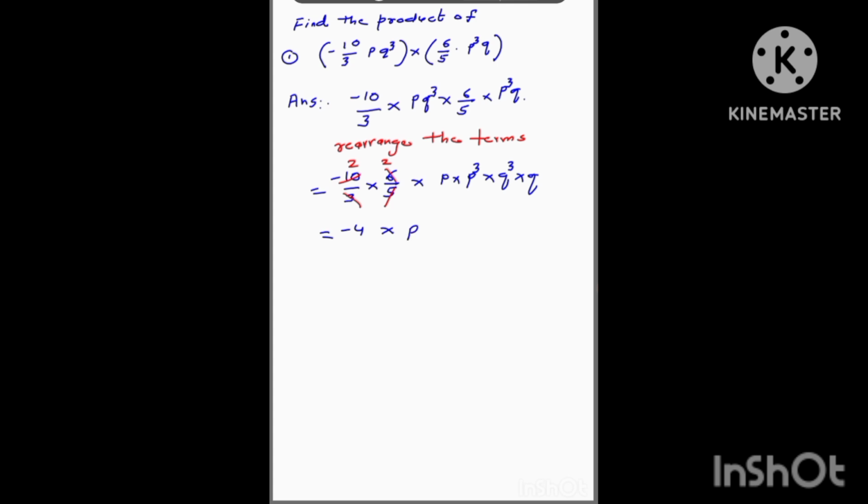p raised to 1 plus 3. We are using an identity. You know which identity is to be used. Okay, so I have given this identity, which we have used for p and q, that is a raised to m into a raised to n equal to a raised to m plus n. That is the identity. So all powers are to be added, and finally we get minus 4 into p raised to 4 q raised to 4. That's your answer.